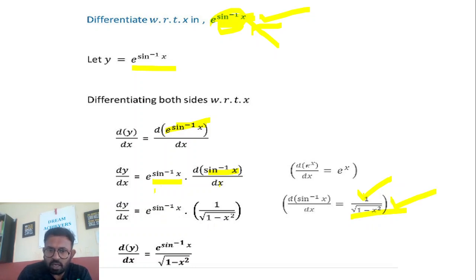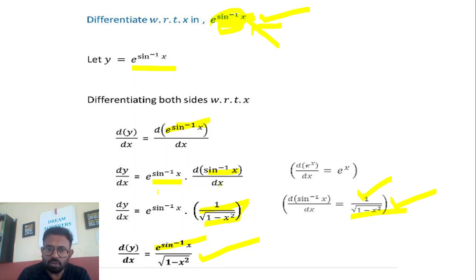So finally, e power sin inverse x differentiation is e power sin inverse x, and I need to differentiate the sin inverse x once again, which is 1 by root of 1 minus x square. So the final answer is e power sin inverse x by root of 1 minus x square. Directly you can write it in one single line: e power sin inverse x differentiation will be e power sin inverse x, and sin inverse x differentiation will be 1 by root of 1 minus x square.